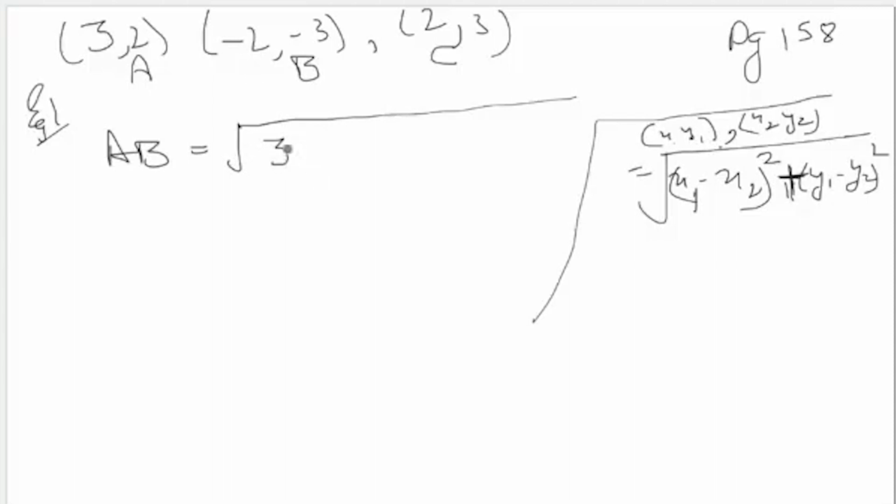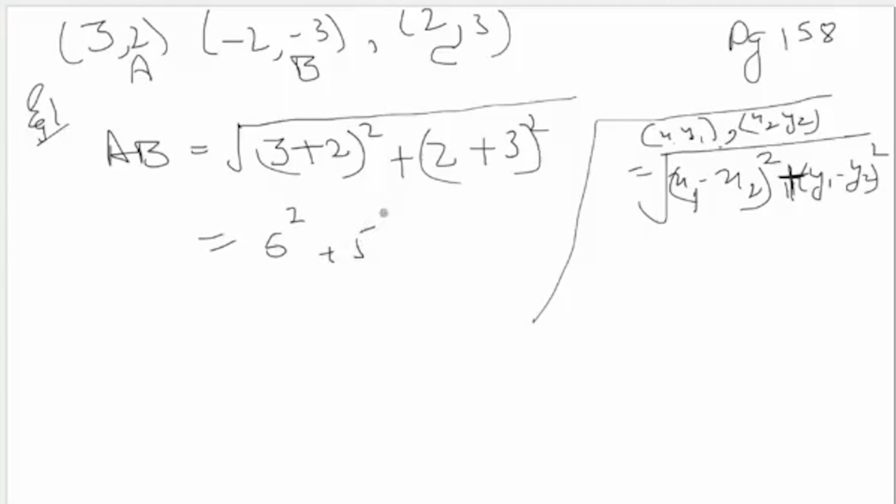So this is 3, and we have to subtract, so it will become plus 2 whole square in this case. Then plus this 2 and this minus 3; subtracting minus 3, we get plus 3 whole square. This is equal to 5 square plus 5 square under the root. This is equal to 50, not 20. Sorry, it would be 50.